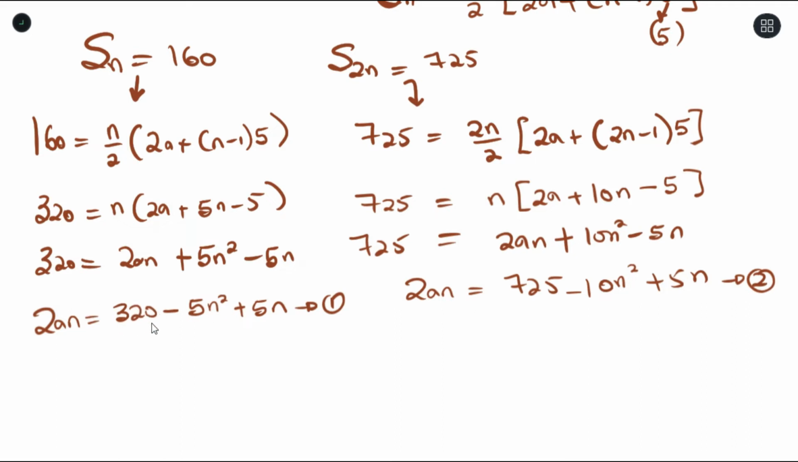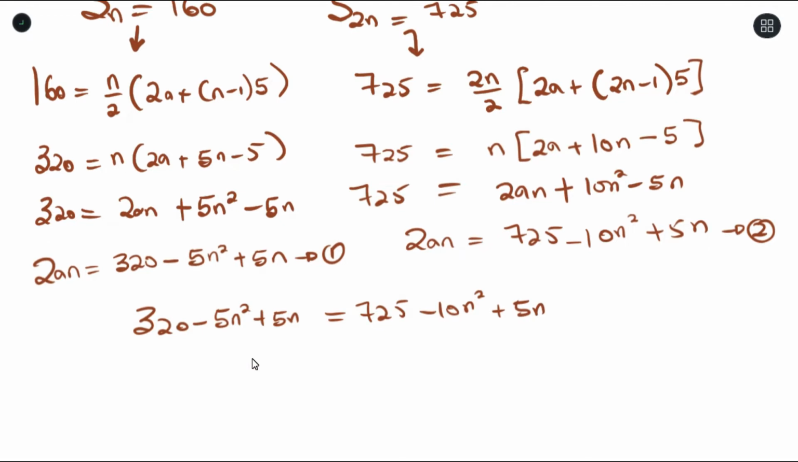Now, since 2an is equals to this and also equals to that in my two equations, I can equate both equations. So I have this plus 5n is equals to 725 minus 10n squared plus 5n. Okay, so simplifying all this, you would get 405. The 5n and the 5n cancel out. You're just left with minus 5n squared is equals to 0.